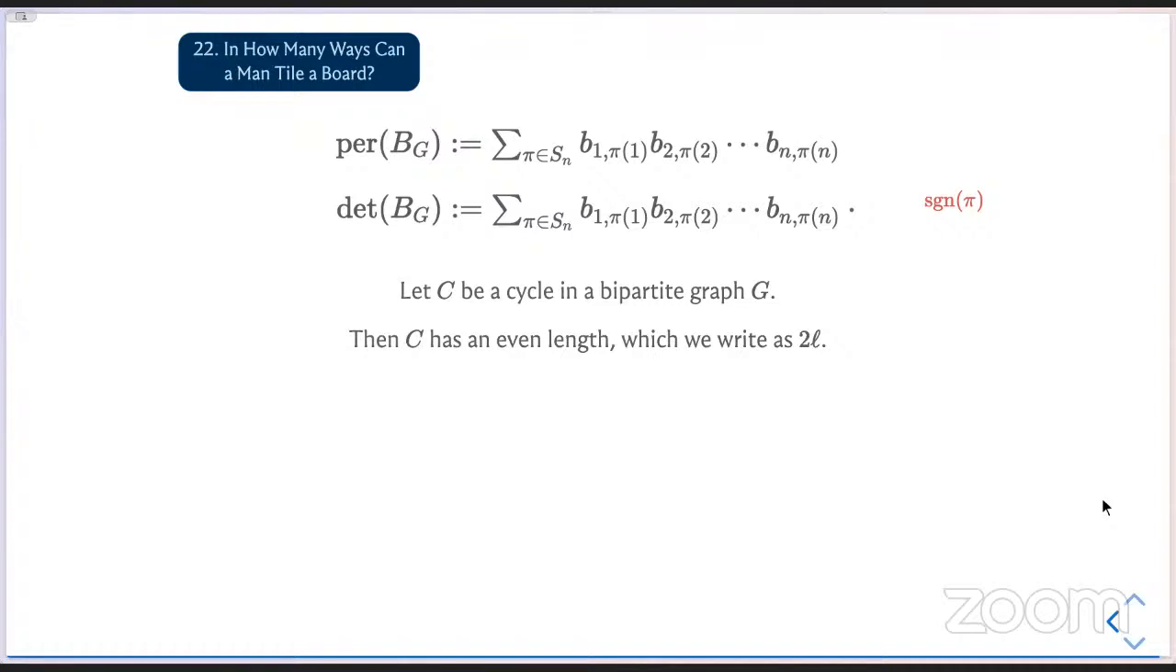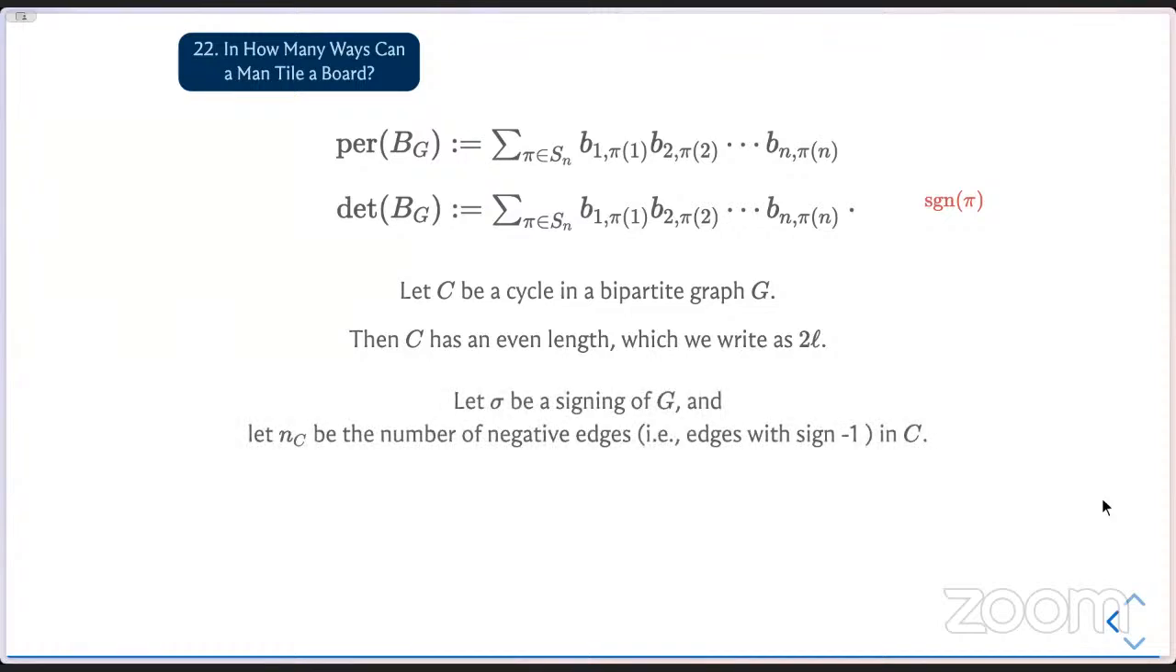This is not hard to check. So for instance, if you have a triangle, there's no way that you can partition it into two pieces such that all the edges go across, and you will get similarly stuck with any odd cycle. So bipartite graphs basically don't have odd cycles. So whatever cycles we have are of even length, and let's say that this length is 2L.